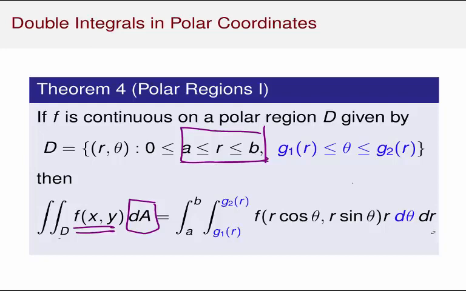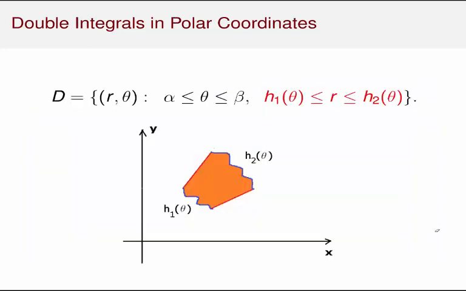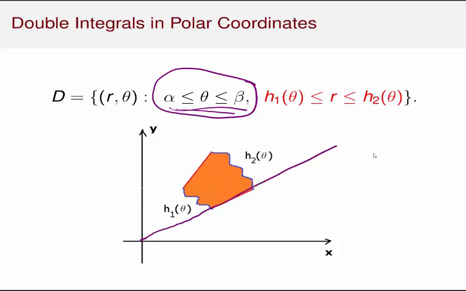Right, let us move on to the second type of general polar region. Well, this time, the angle theta will be bounded by two constants, whereas the variable r will be bounded by two functions of theta. Well, the fact that theta is bounded by two constants means that the region D lies between two rays. See, the first one here will be the ray theta equals alpha, and the second one is the ray theta equals beta, and the region D is between these two rays.